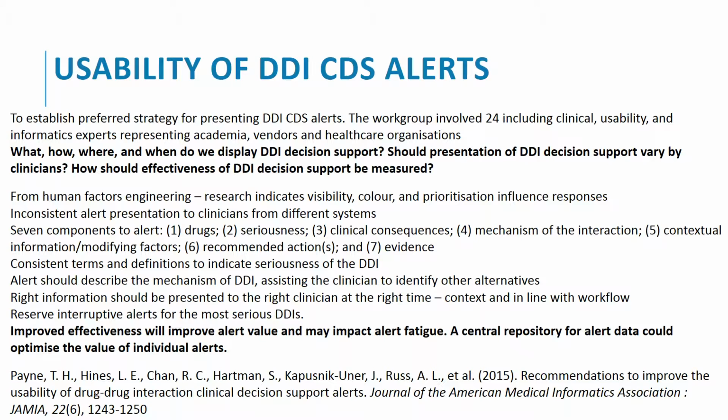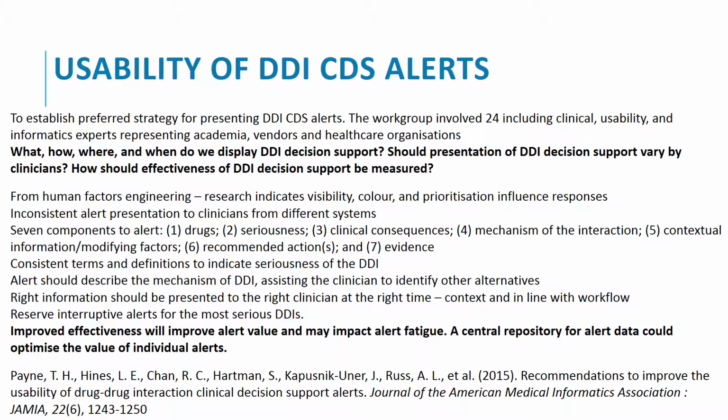They acknowledge that inconsistent alert presentation does occur from different systems to clinicians, and really felt that that's an area that we should get more information about and improve on. They recommended that there should be 7 components to an alert. So it should indicate the drugs that are involved, the seriousness, the potential clinical consequences, the mechanism of interaction. It should also inform any contextual information or modifying factors. It should include recommended actions and also the evidence for the interaction.